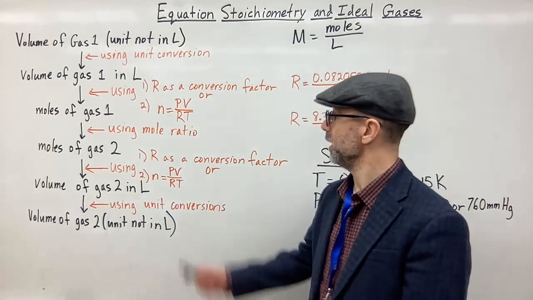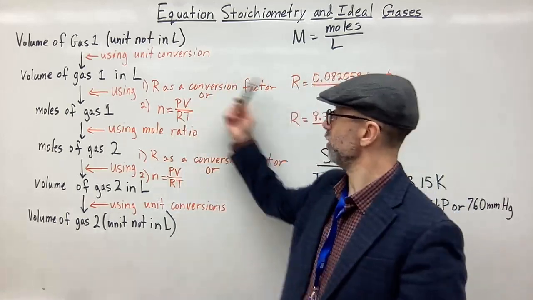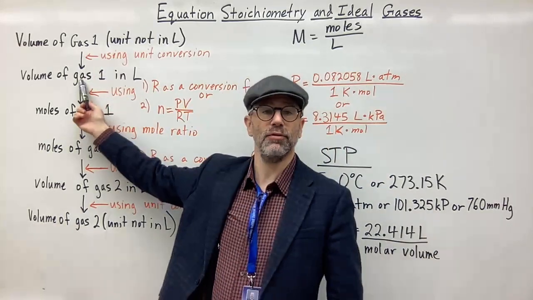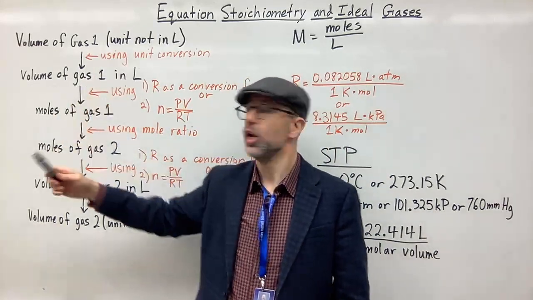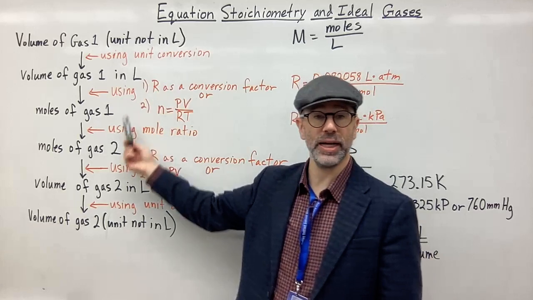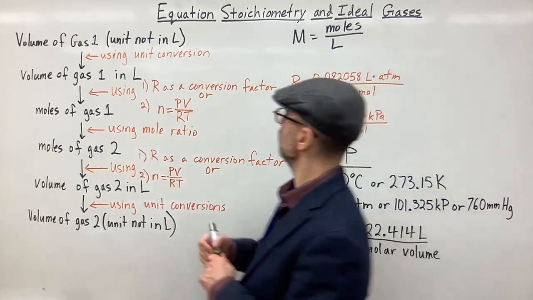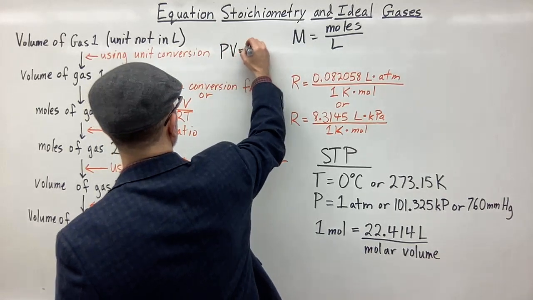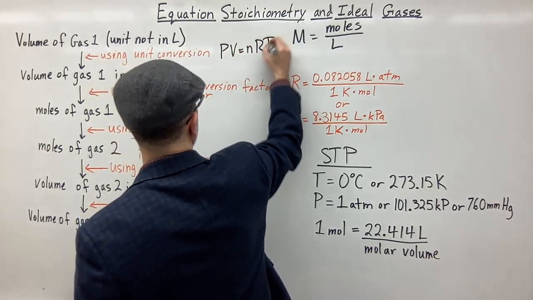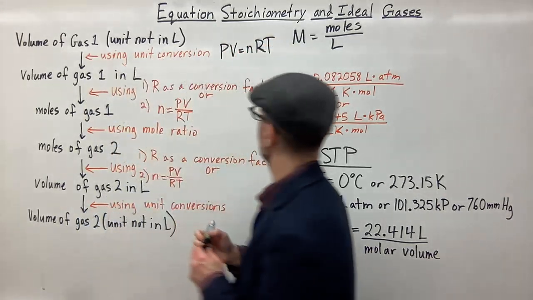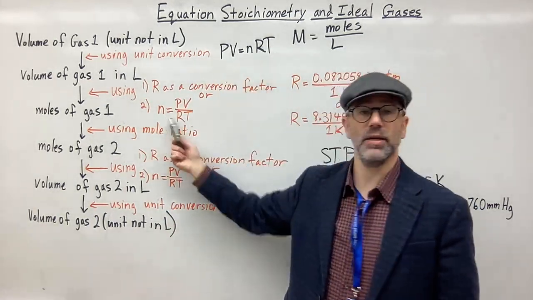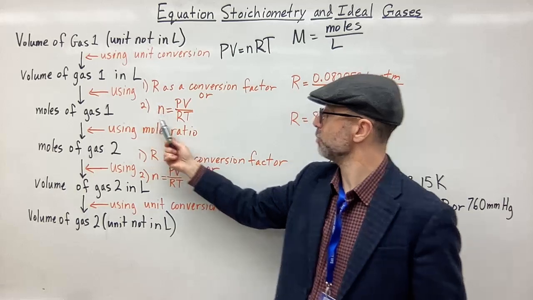Or the other method is, instead of using R as a conversion factor, once you get the volume of the gas in liters, you can take those liters and plug it into PV equals nRT, the ideal gas law equation. So all I did was solve this for n, right? So I want to find the number of moles.